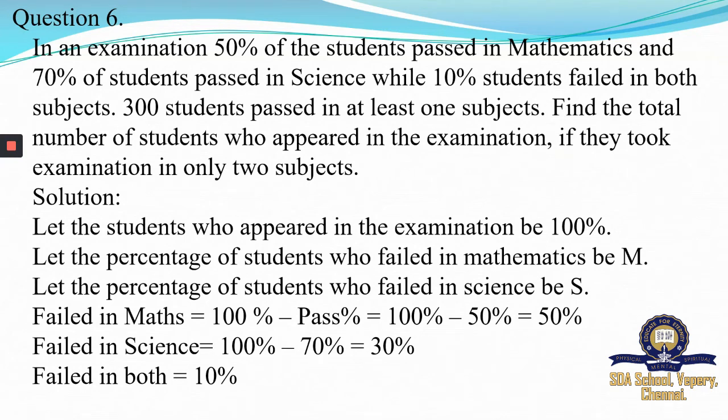Let's move on to question number 6. In an exam, 50% of the students passed in maths and 70% of the students passed in science, while 10% of students failed in both subjects. 300 students passed in at least one subject. Find the total number of students who appeared in the exam if they took the exam in only two subjects. Okay, so let us represent the students who appeared in the exam to be 100%. That is just our assumption as of now.